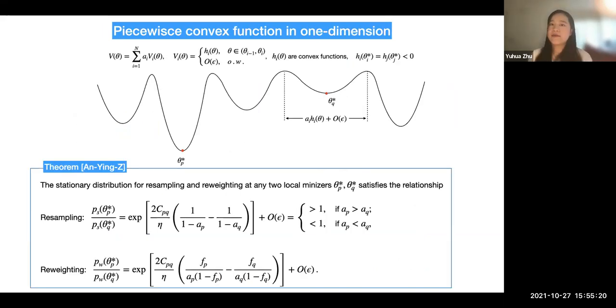We can generalize this theory to piecewise convex functions. Each group's loss function is a convex function plus some order epsilon noise, and all these convex functions have the same minimum at different local minimums. Whether the total loss is smaller really depends on the weight. If a group has more weight, then it has a lower value on the loss function. If we calculate the stationary solution for this loss function, we will see that for the resampling, it has more possibility to converge to theta p if the p group has more weight, which is what we want. However, for the reweighting, it really depends on the sampling distribution, fp and fq.